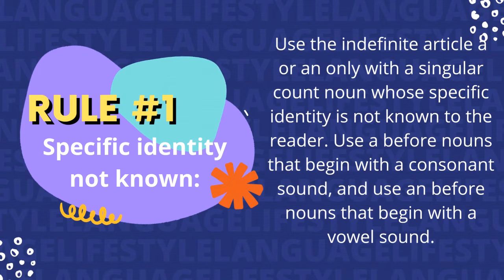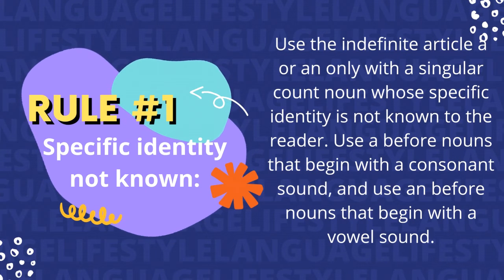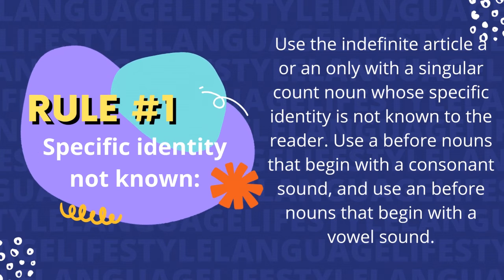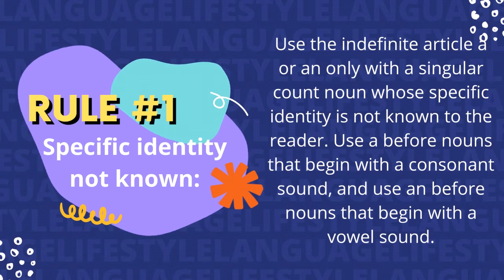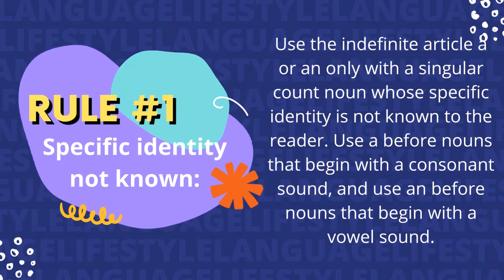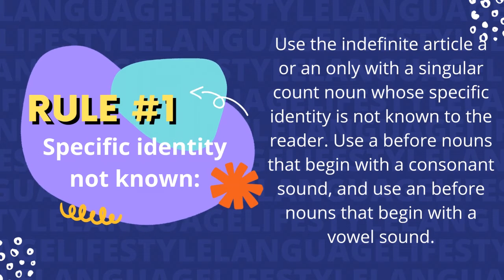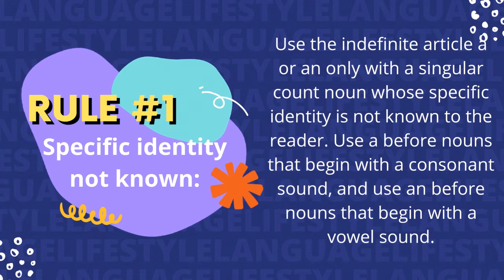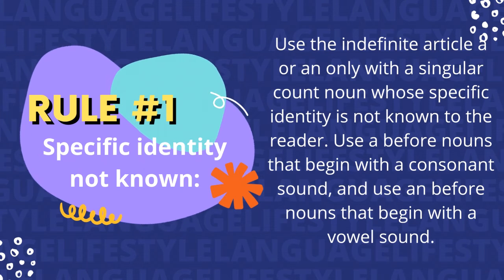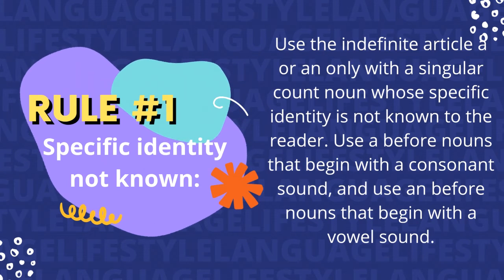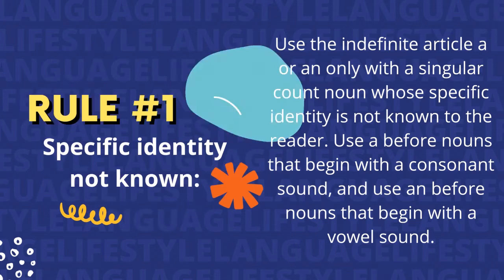In writing an article, we must remember these important rules. Rule number 1. Specific identity not known. Use the indefinite article a or an only with a singular count noun whose specific identity is not known to the reader. Use a before nouns that begin with a consonant sound and use an before sounds that begin with a vowel sound.